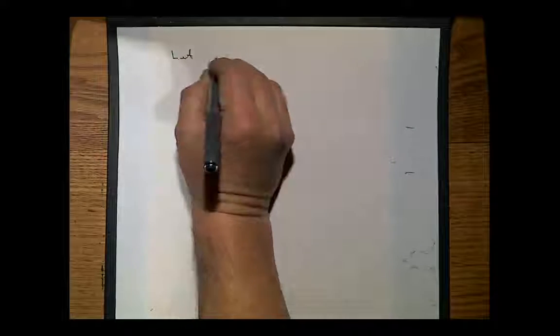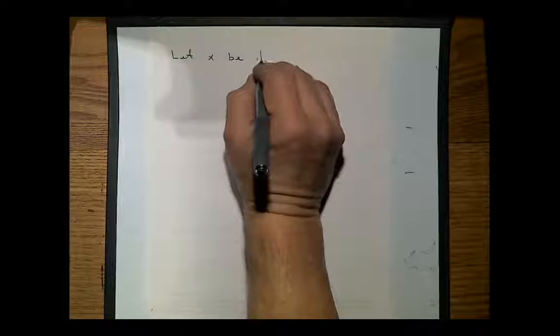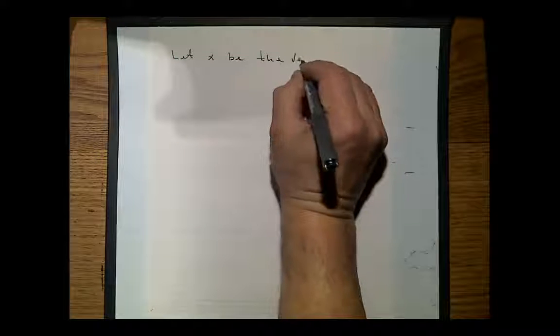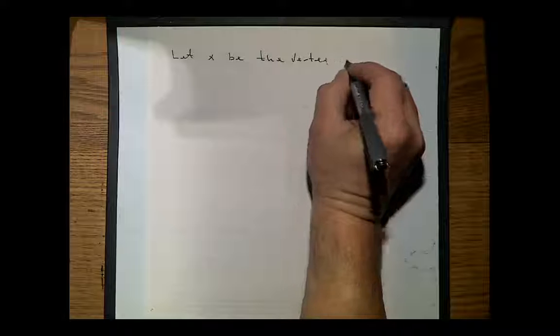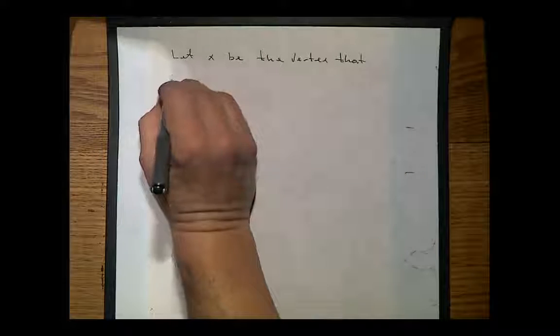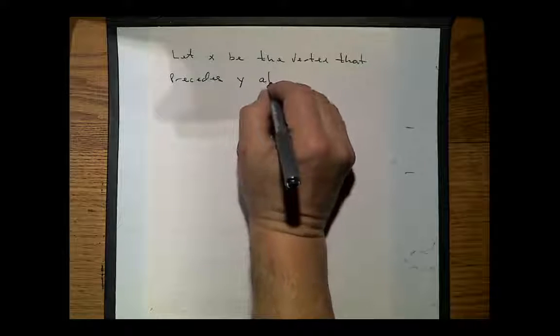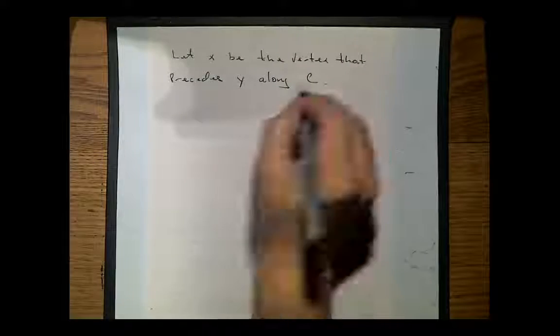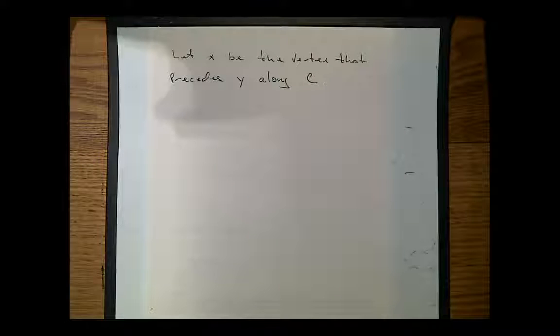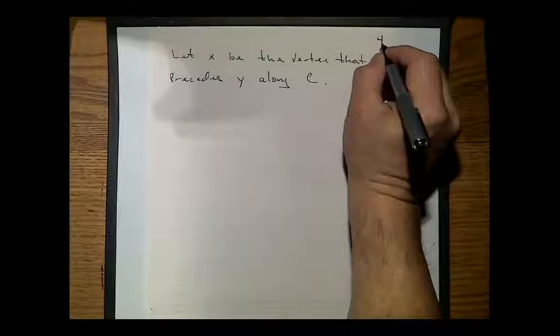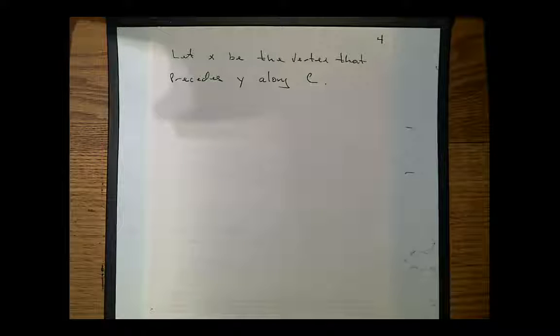Okay, let's also give a name to the vertex that precedes Y along that cycle. Let X be the vertex that precedes Y along C. You see what I'm saying? What comes right before it as you're traveling around. Okay, I claim that XY is our back edge.